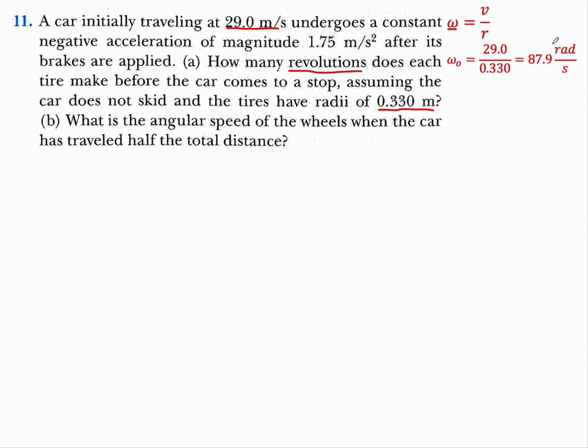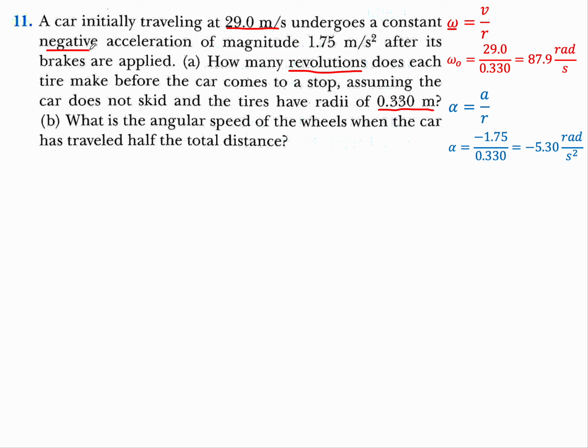And we can do the same thing with angular acceleration. Angular acceleration, alpha, is equal to regular acceleration divided by the radius. In this case, the acceleration is negative 1.75, they tell us it's negative, divided by the radius of the wheel, which gives us the angular acceleration of negative 5.3 radians per second squared. And now we can find this.